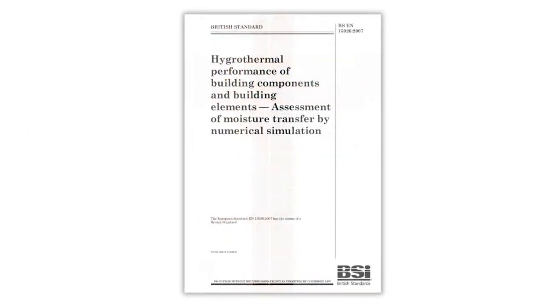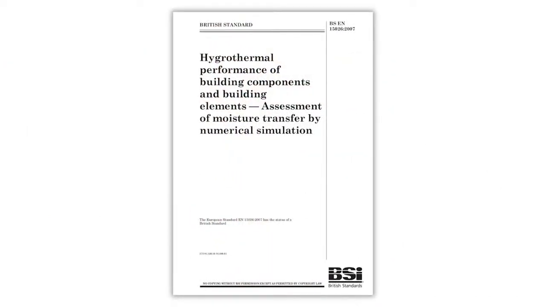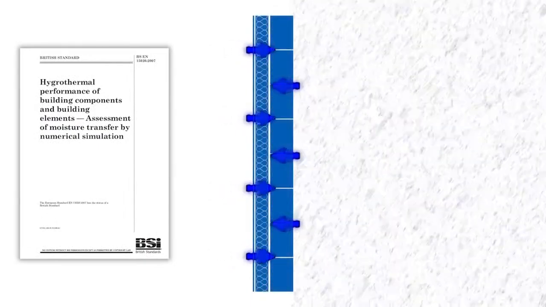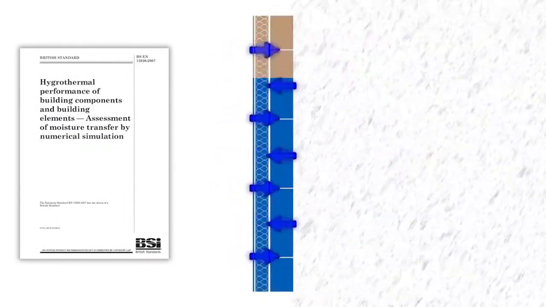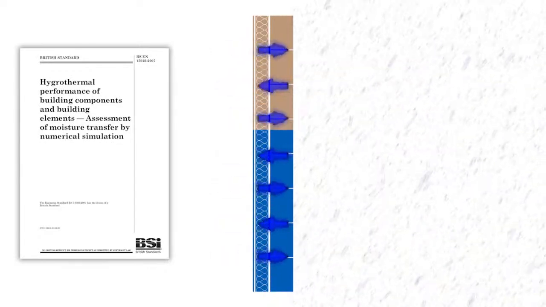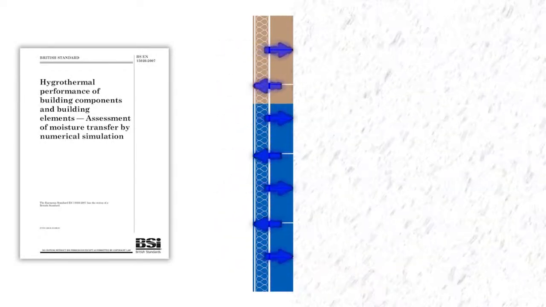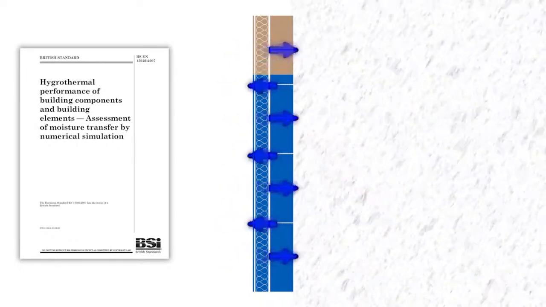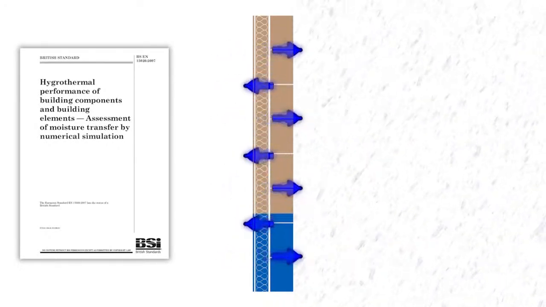The improved EN 15026 standard addresses these issues with the new calculation method based around dynamic numerical simulation of moisture flows. This type of simulation provides a far more detailed and accurate representation of the way in which moisture both flows and accumulates in the fabric of buildings, and is the method specified for solid walls with internal insulation in BS 5250.